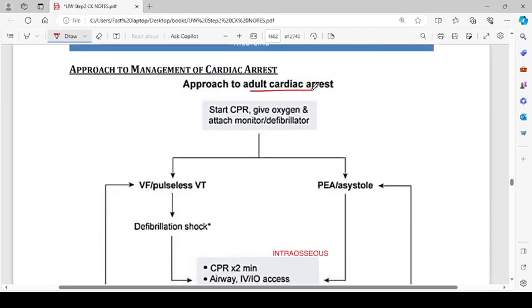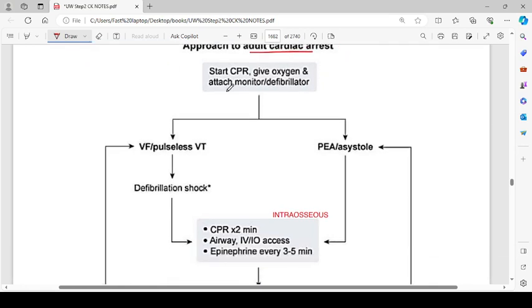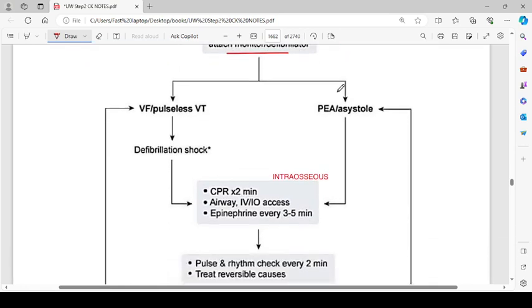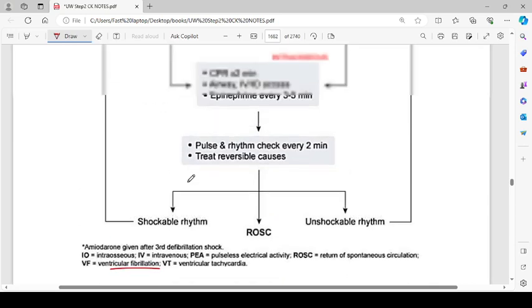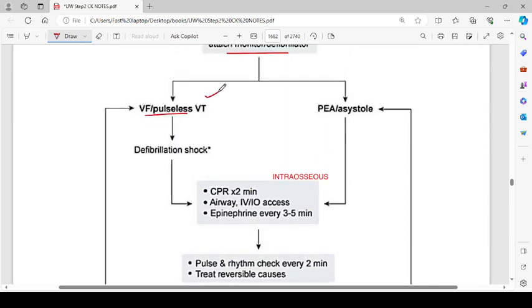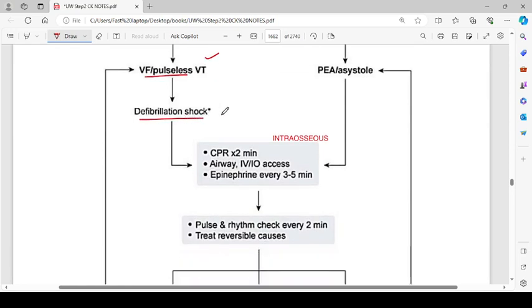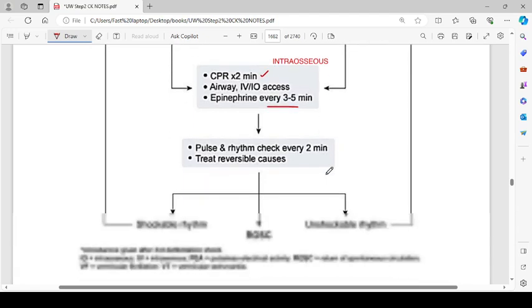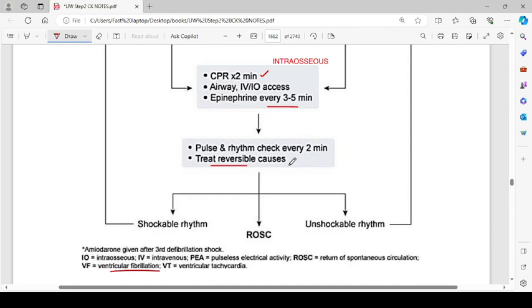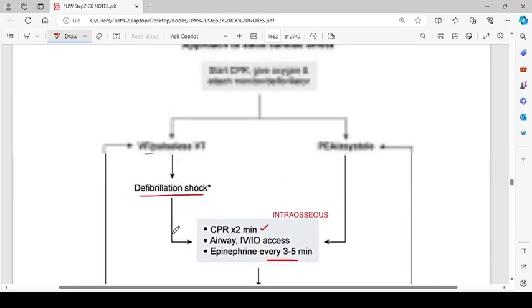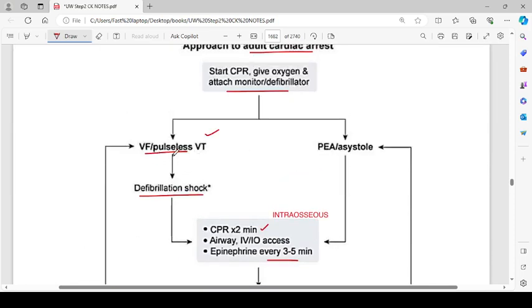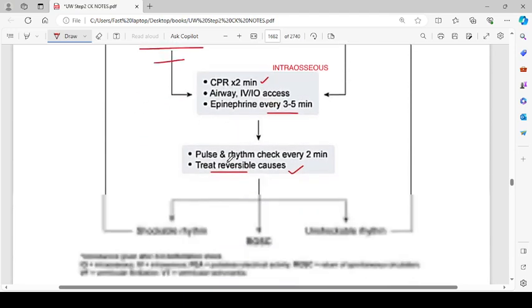Then we have the approach to the management of cardiac arrest. For adult cardiac arrest, start CPR, give oxygen and attach the monitor defibrillator. If it is ventricular fibrillation or pulseless ventricular tachycardia, start defibrillation. Defibrillation shock is given. CPR for 2 minutes, airway, intravenous or intraosseous access, and epinephrine every 3 to 5 minutes. Pulse and rhythm check every 2 minutes and treat the reversible causes. If it is a shockable rhythm, like ventricular fibrillation or pulseless ventricular tachycardia, give a defibrillation shock.